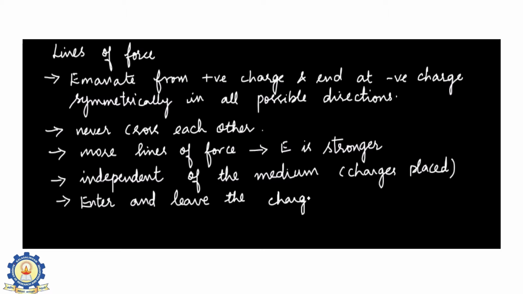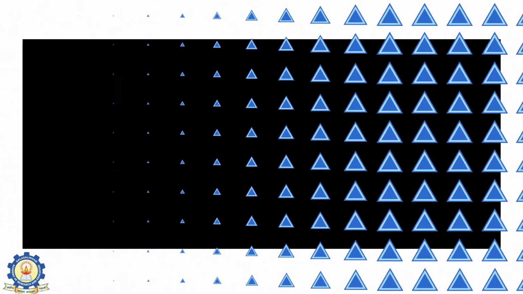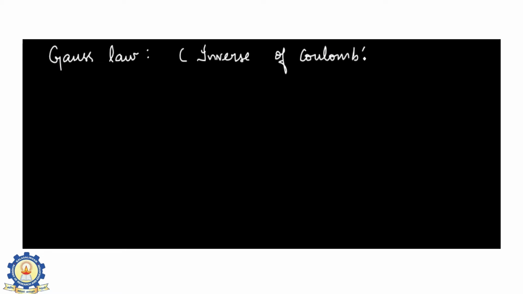These lines of force enter or leave the surface normally, that is, they leave or enter perpendicularly. So, this is the summary about lines of force. Now, we are going to start with the famous law, Gauss law. This Gauss law is an inverse form of Coulomb's law.